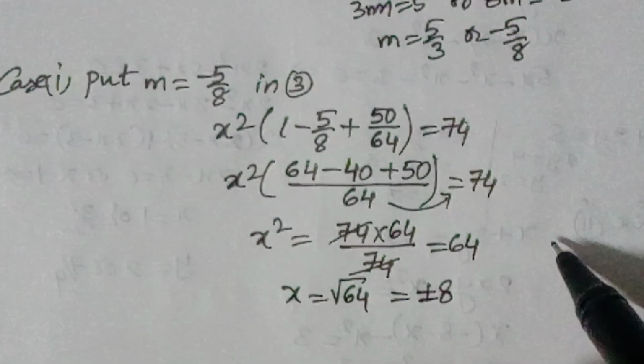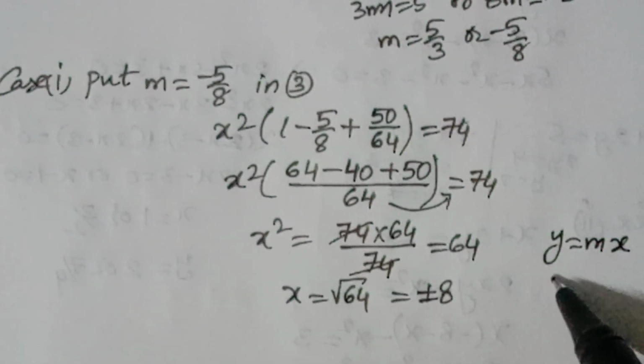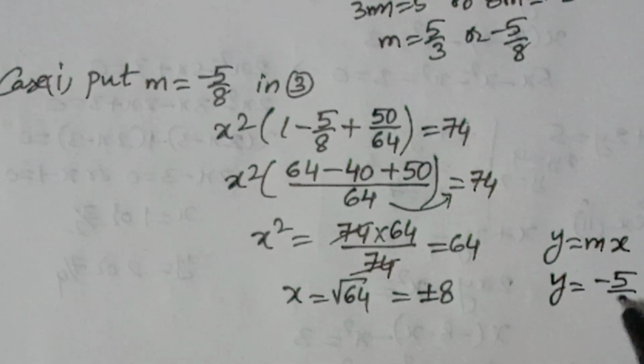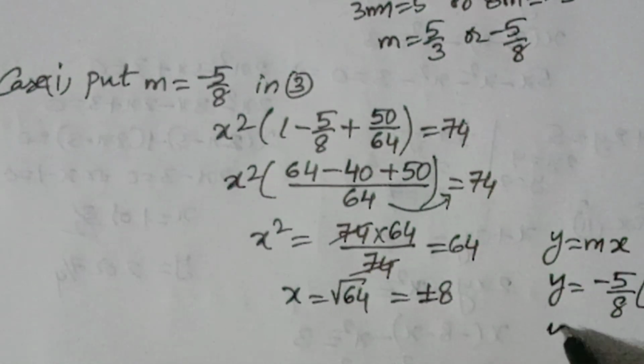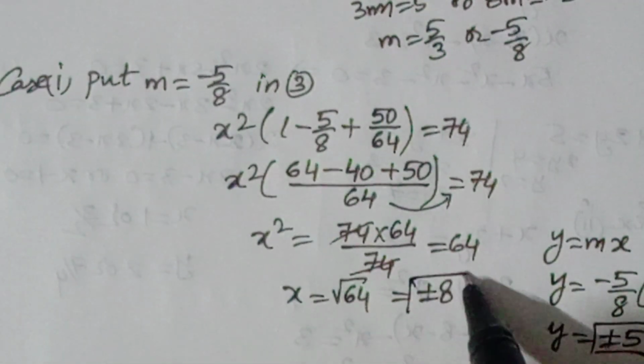So if you substitute this in y equal to mx, y is equal to minus 5 by 8 into plus or minus 8. Then the y value will be plus or minus 5. So these are the values of x and y in case 1.